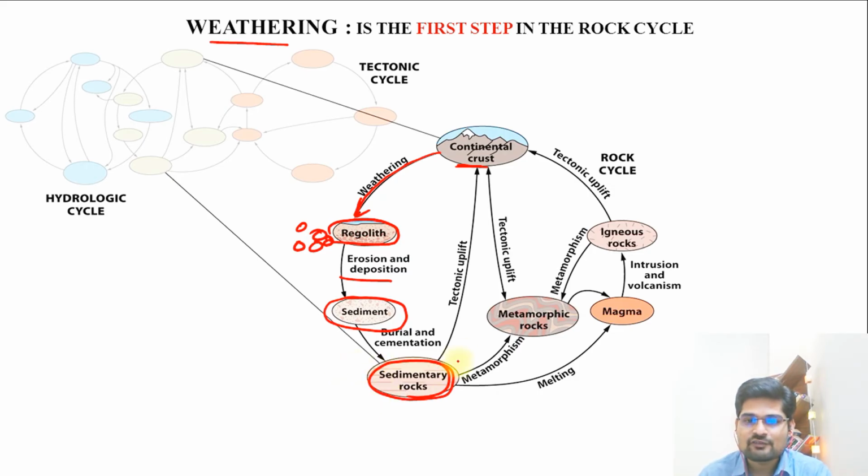Then what happens? From sedimentary rocks, what we see is three paths, right? 1, 2, and 3. The first path is the tectonic uplift. So through this what happens?